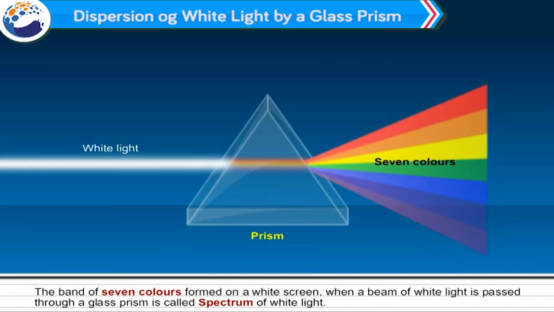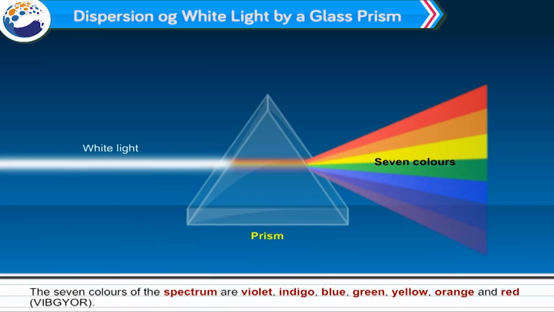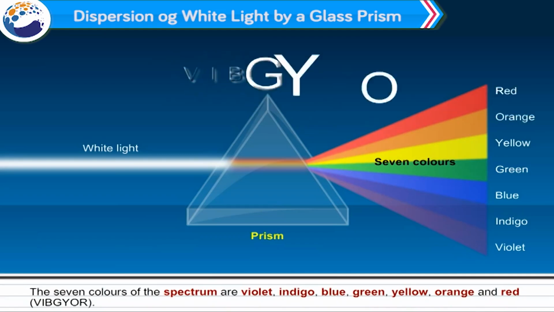The band of 7 colors formed on a white screen when a beam of white light is passed through a glass prism is called the spectrum of white light. The 7 colors of the spectrum are violet, indigo, blue, green, yellow, orange, and red. That is VIBGYOR.